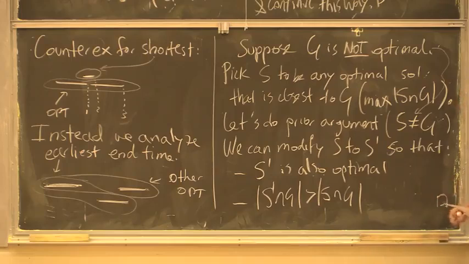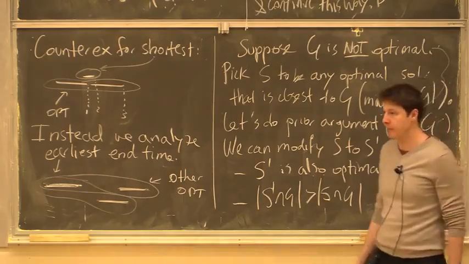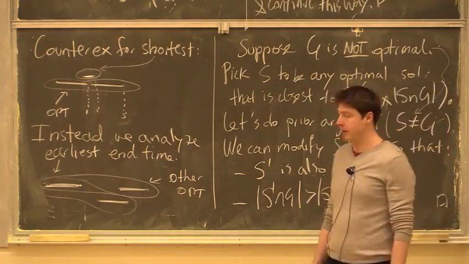Yeah? So if you want to do the prior argument, there is a case where S and G are not equal and you can't do that, and that is if G is a subset of S. Because there's no first place that I can pick that differs, being a set.